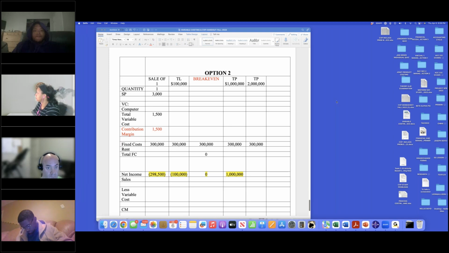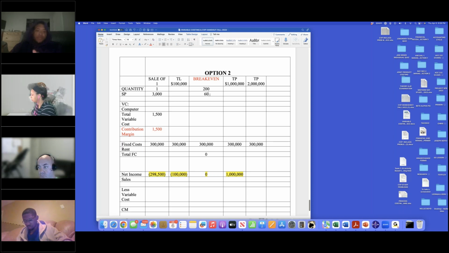So for somebody else, I would need to know. Break-even quantity, would that be 200? That's what I got. It was 200. Well, let's see if it'll work. 200 computers. Selling price, 200 times 3,000 is going to be what? 60,000? Is it 60 or 600? 600,000. Yeah, 600,000. My bad.